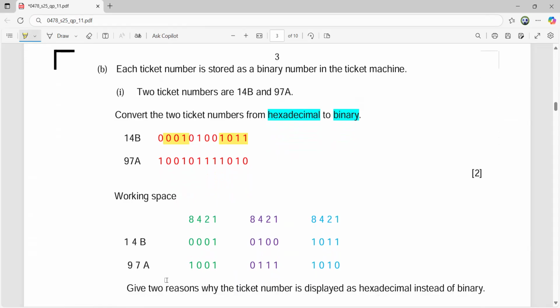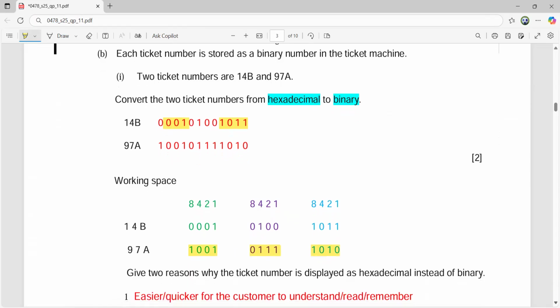Next question, 97A, again the same. You are going to write the binary for 9, that is 1001. You will write the binary for 7, that is 0111. And you will write the binary for A, that is 1010 for 10. And in this manner, once you are done with this, you write the final value in this and you are able to score 2 out of 2. And that is so simple.